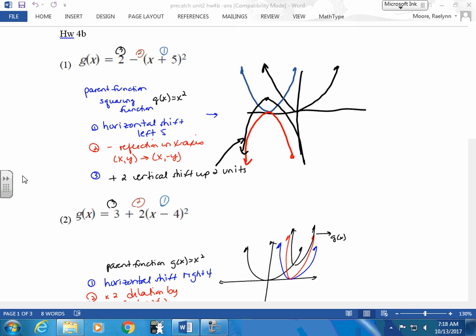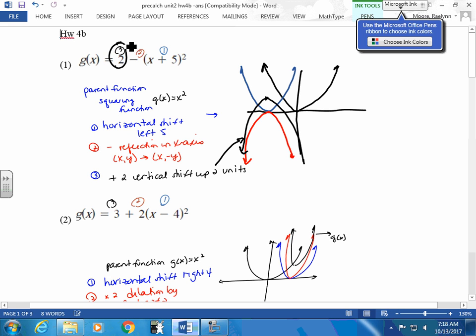Then we have a reflection out here. That's like a -1 out here. We have a reflection in your x-axis. If you feel more comfortable, you can take this 2 and put it over here. If that makes it look better, makes it make more sense, that's absolutely fine. There's your vertical shift up 2 units.